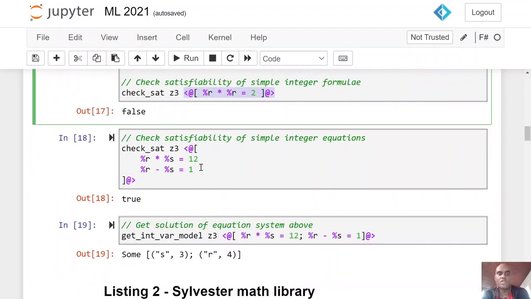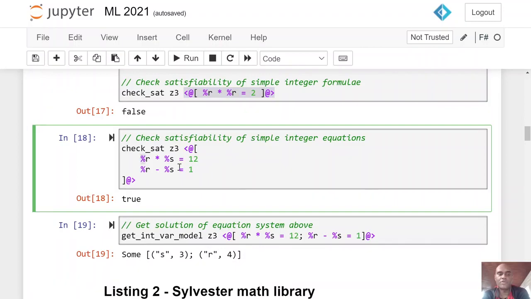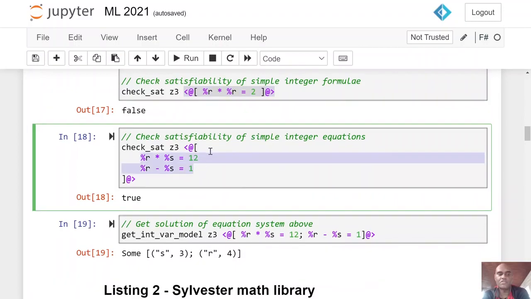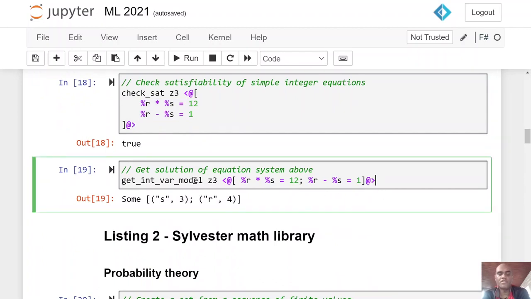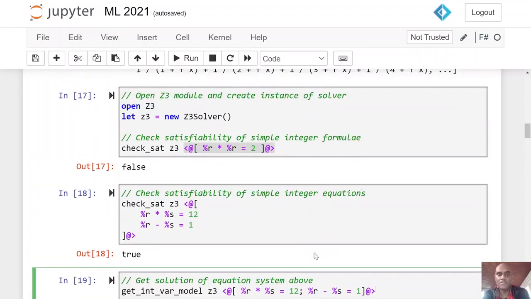We can also do things like solve equations. So this equation system is a simple equation system. It has a simple solution. And we can use Z3 to find the solution to that system. So we're using both Maxima and Z3, but we're using it within F# and within Jupyter Notebook. And we're using the same notation, the same syntax for the different symbolic expressions that we want to operate on.